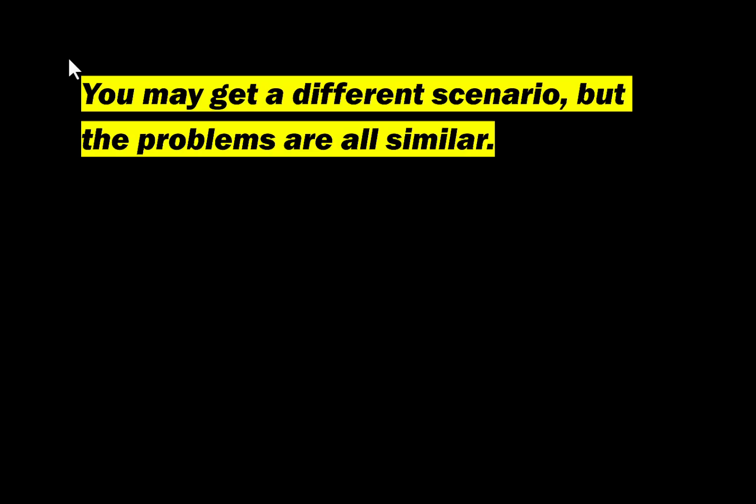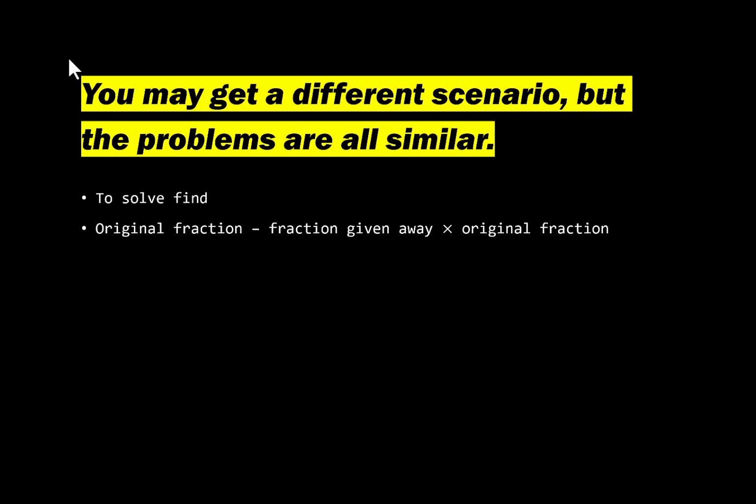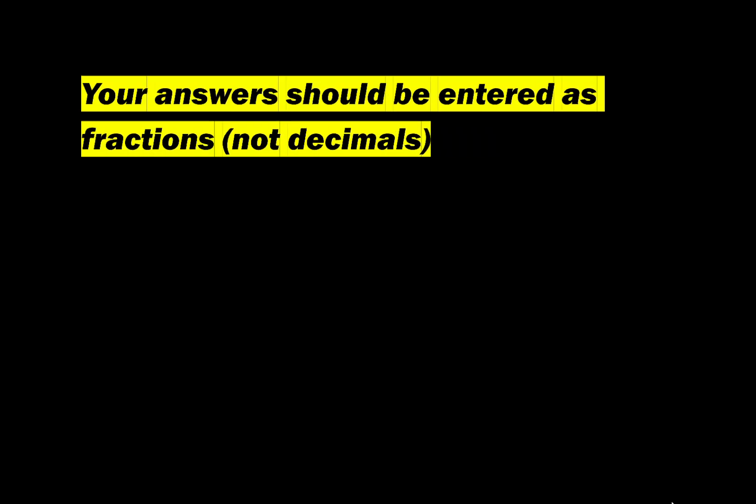When you're doing the homework, you may get a different scenario. It might not be cake, but the problems are all going to be similar. To solve, you're going to find the original fraction minus the fraction you're giving away times the original fraction. All of your answers should be positive, and they should be less than what you started with originally. Your answers should be entered as fractions and not decimals when you're doing the homework in Mobius.